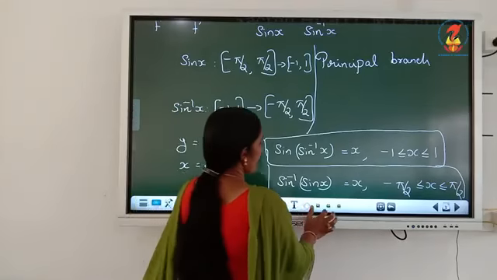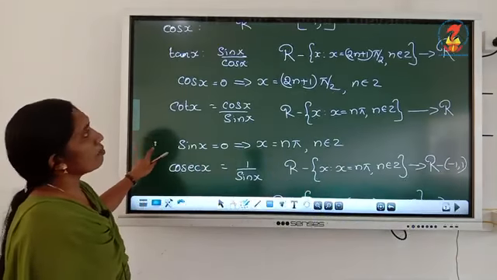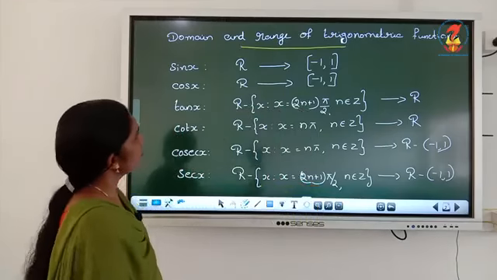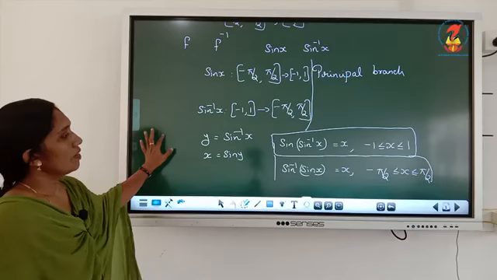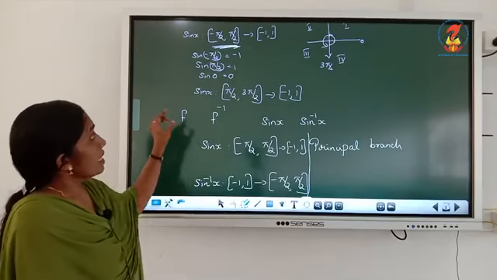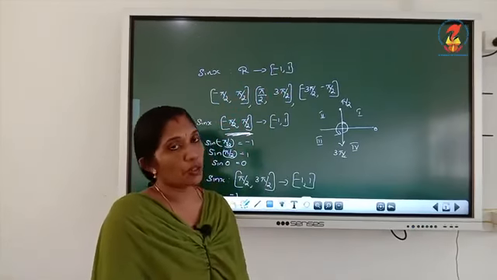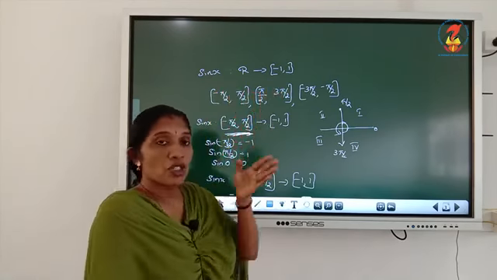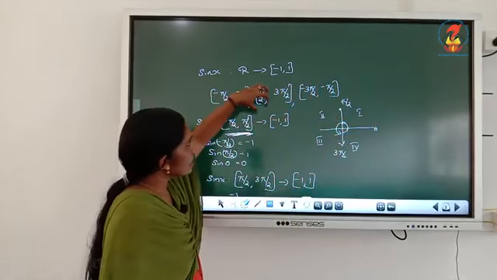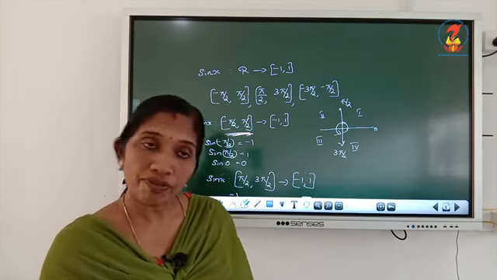Understood children? So once again, first we discussed the domain and range of all 6 trigonometric functions that you have to write in the notebook. Then after that, we discussed when the sine function is invertible. When the sine function is from R to minus 1, 1, then the function is not 1-1. So inverse does not exist for this sine function. So we divide R into many subintervals. There are a lot of subintervals like this, and when we consider the domain as these intervals, the function is 1-1 and onto. So corresponding to each subinterval, we get a branch of sine inverse function.